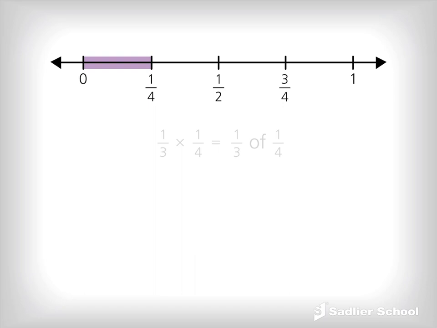1/3 times 1/4 is the same as 1/3 of 1/4. To find 1/3 of 1/4, divide each fourth on the number line into 3 equal intervals. 3 times 4 is equal to 12, so each interval is 1/12. 1/3 of 1/4 is 1/12.